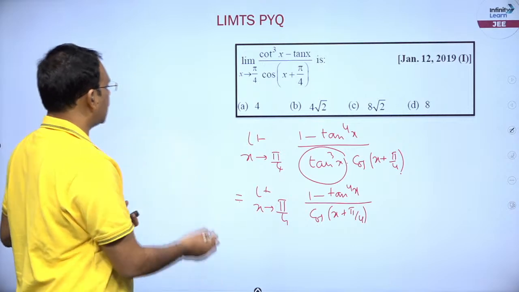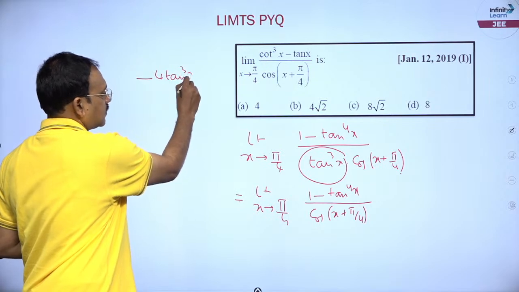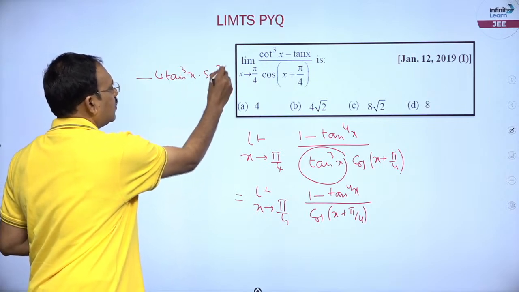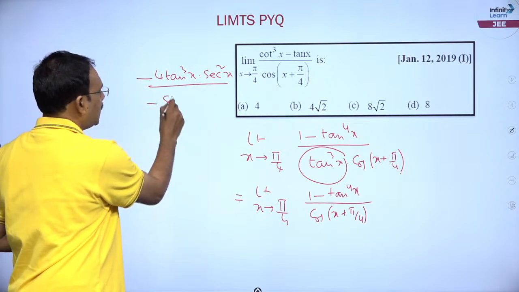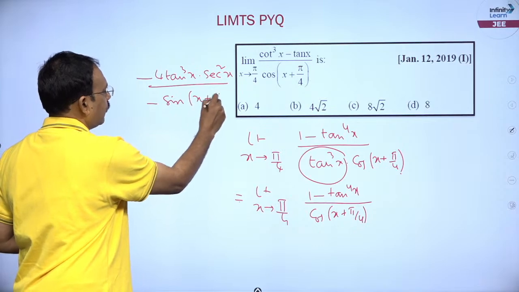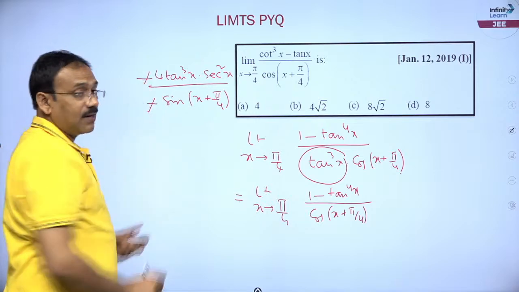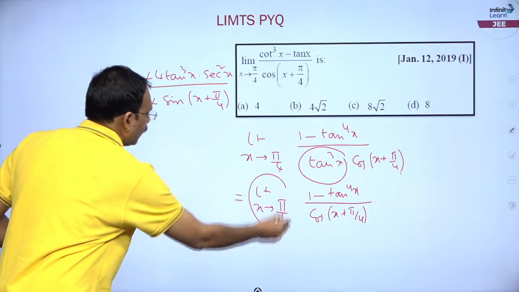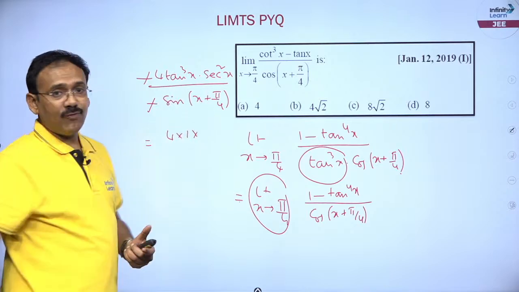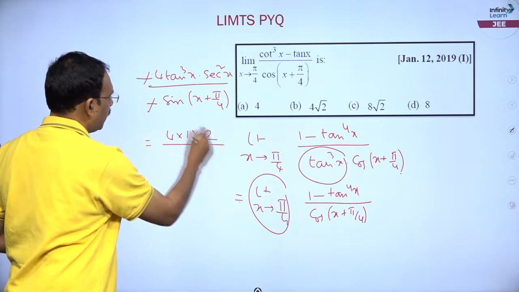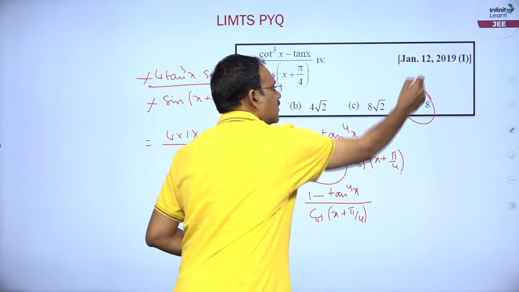So you just take L'Hospital's rule: minus 4 tan cube x into the tan x derivative, secant square x, by the cos x derivative, minus sin of x plus pi by 4. Yes. So minus can be taken out. Now you put limit x tends to pi by 4. Tan becomes 1. Secant pi by 4 is root 2, square is 2, by sin 90 degrees is 1. So you are going to get the answer to be 8.